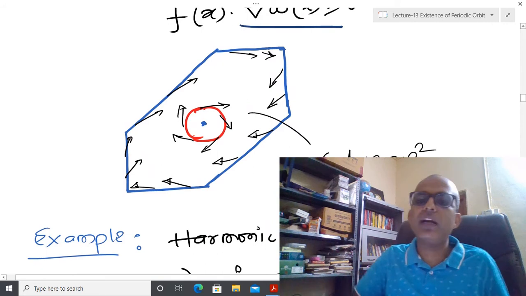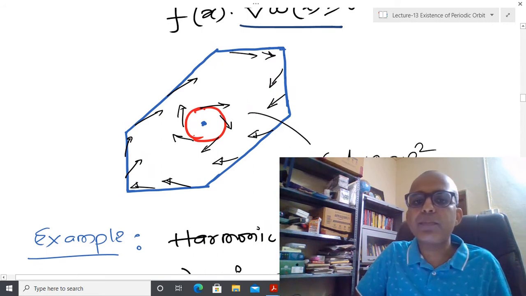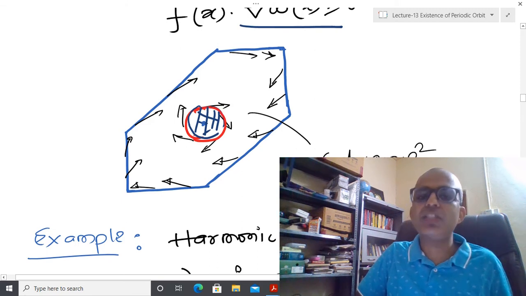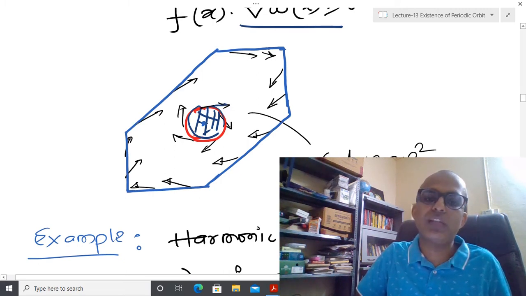So from the figure you can also see what I am telling: suppose this is a closed region, and inside this, suppose this region is excluded. So in order to make sure that there exists some kind of periodic orbit, the direction of the vector field on this particular surface should look like this.